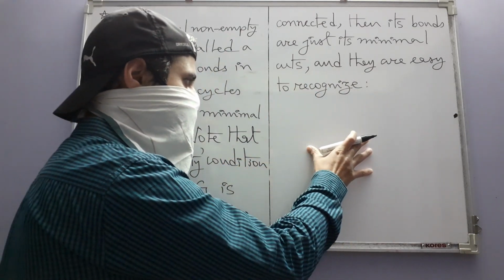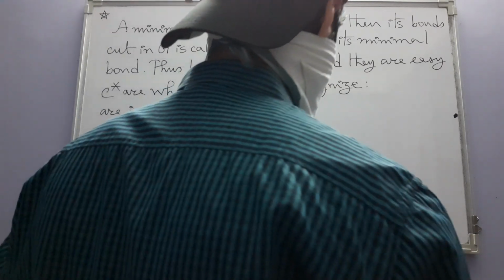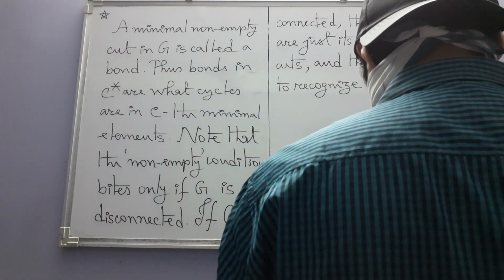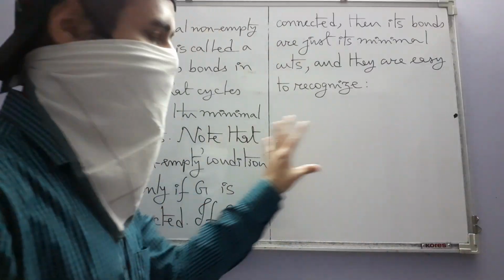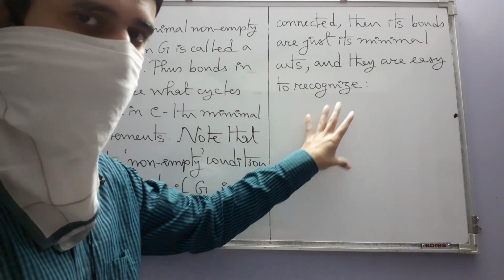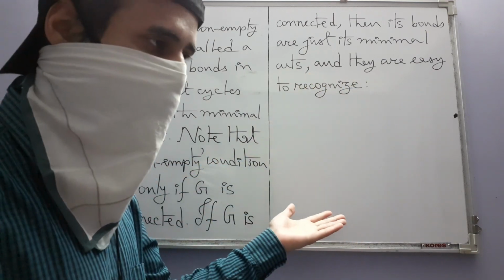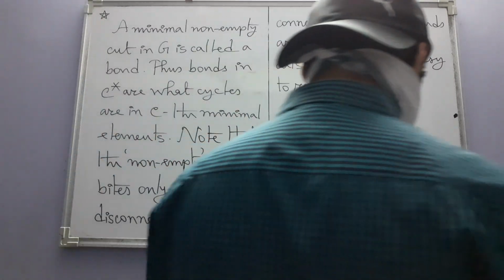A cut is minimal if and only if, okay, let me first write the thing and then we will try to understand. If and only if the two parts, that is the two sets of vertices in that partition, induce connected subgraphs. That is the condition.